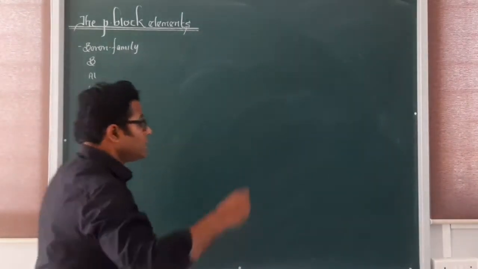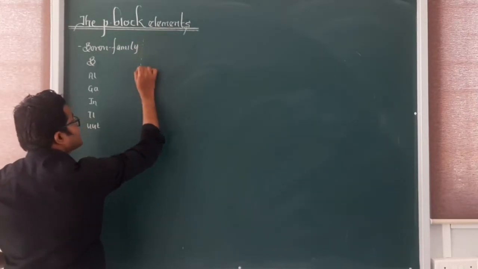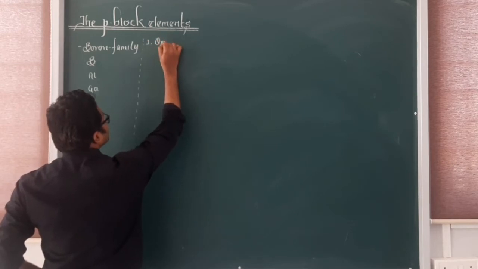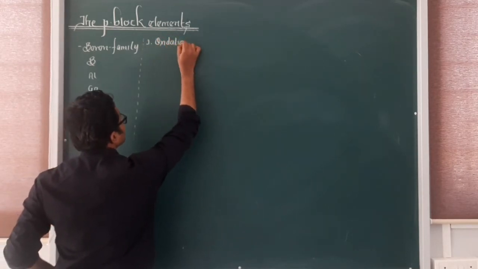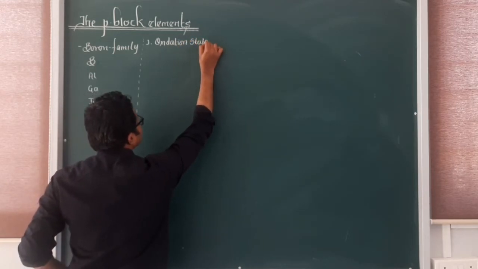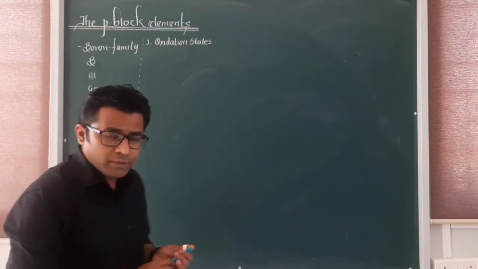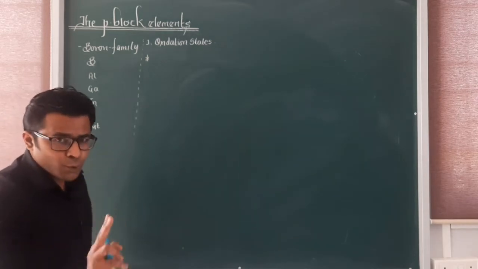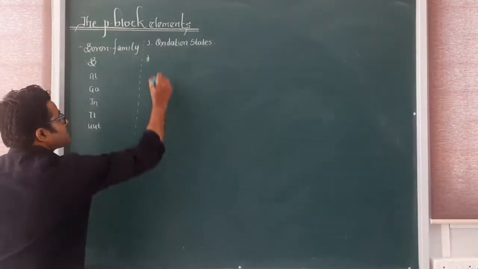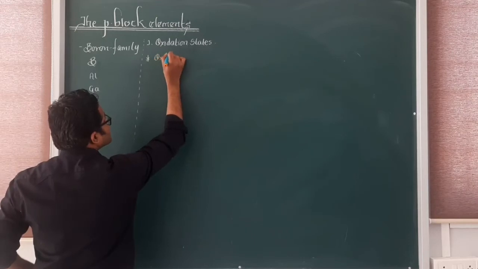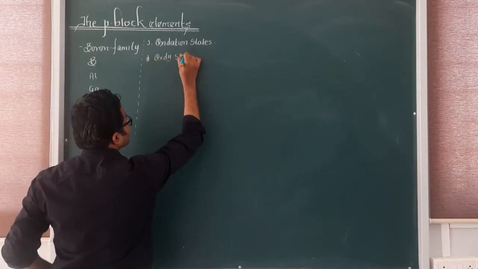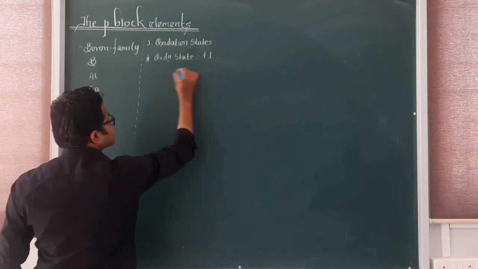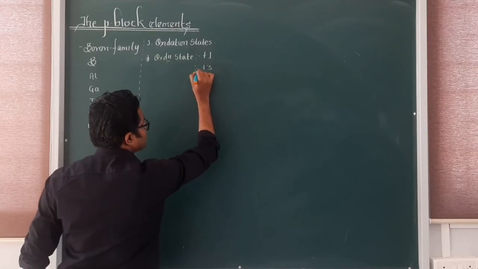As we start, our first property is going to be associated with the oxidation states and reactivities. When we observe these elements, they have a tendency to exhibit two important oxidation states. The first one is an oxidation state of +1, and the next oxidation state is +3.